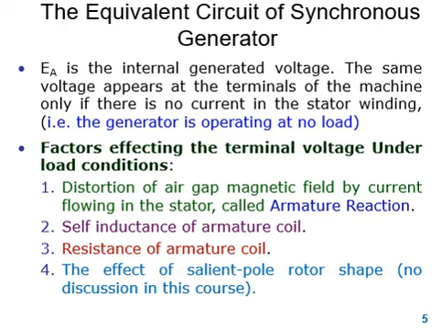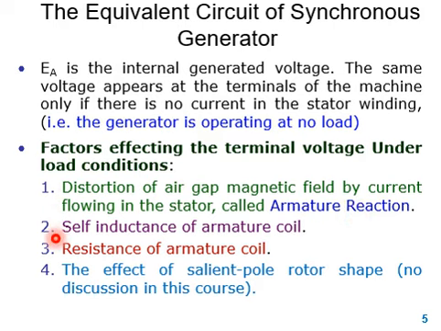So if there is a load connected, there would be a few reasons why EA is not equal to the final output voltage. One reason is the armature reaction. This armature reaction is basically the distortion of the air gap magnetic field by current flowing in the stator. So if there is no load, there will not be any current passing through the stator, so there will not be armature reaction. If there is a load, armature reaction would occur.